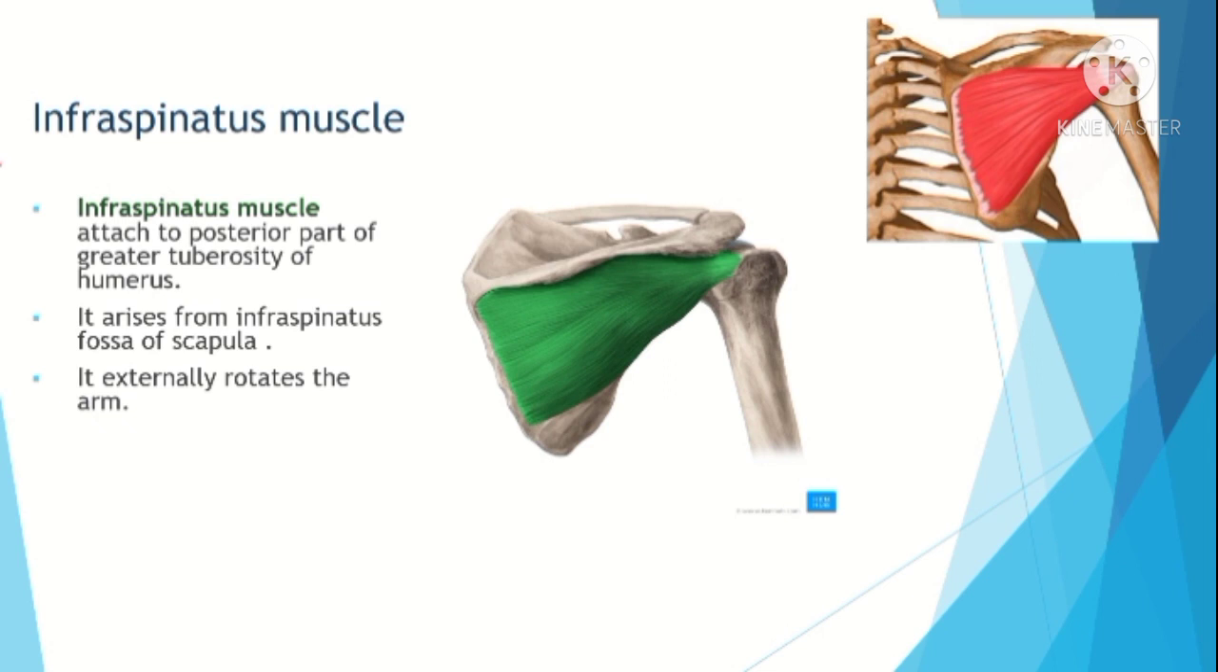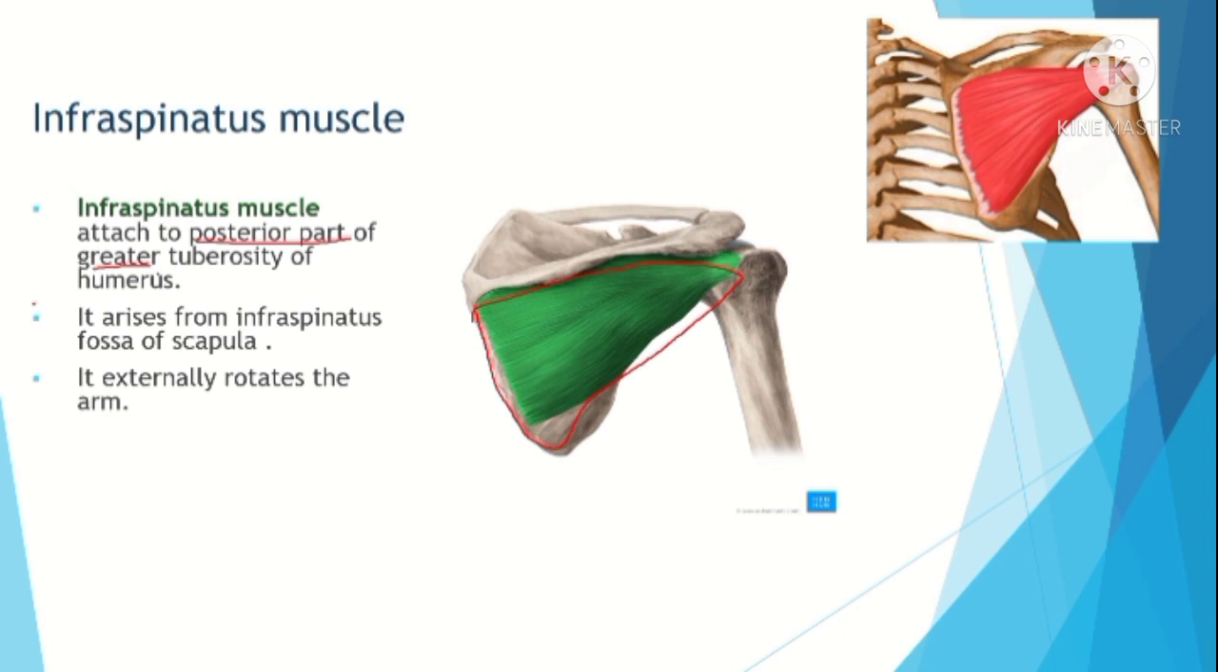Just like the supraspinatus, the infraspinatus also has a fossa, a kind of depression, not a deep depression, but just like a depression. See here, you can see the fossa. This is the fossa from where the muscle arises. Now where is it inserted? It is inserted to the posterior part of the greater tuberosity.